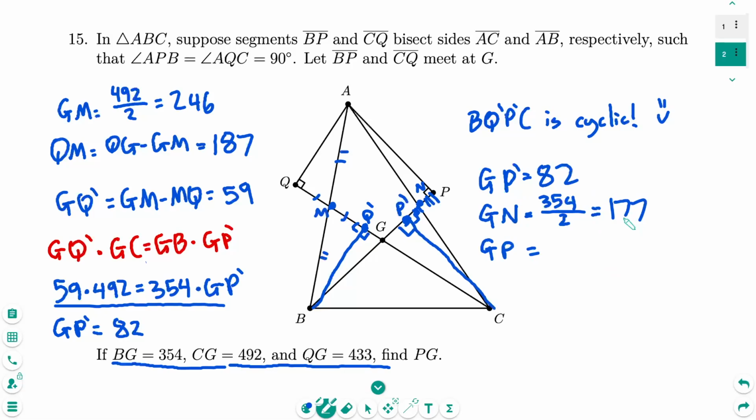This is some kindergarten type stuff. We have 177 plus 95. That is going to be, oh my God, I think that's 272. All right, that's our answer because that's what we were asked to find. PG or GP is equal to 272.